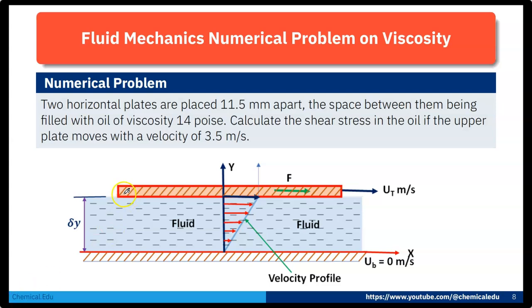So here you can see the two plates. One is the upper plate, another is the bottom plate, and the distance between the two plates is 11.5 mm, and the upper plate is moving with velocity 3.5 meter per second. In between the two plates, oil is filled, and that oil viscosity is 14 poise. Now we have to calculate what will be the shear stress acting on the upper plate.